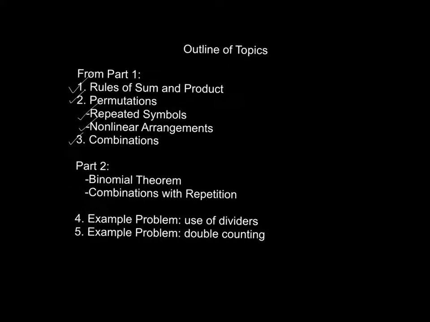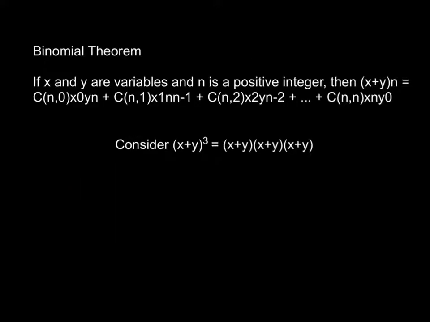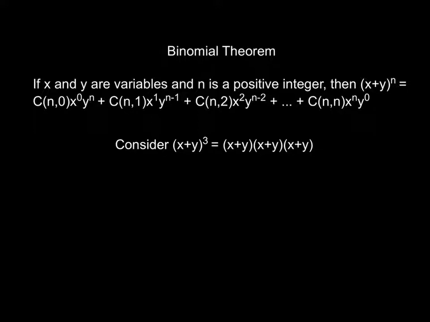So first we will explore the binomial theorem. The binomial theorem: if x and y are variables and n is a positive integer, then (x plus y) raised to the n is equal to n choose 0, x to the 0, y to the n, plus n choose 1, x to the 1, y to the n minus 1, plus n choose 2, x squared, y to the n minus 2, and so on.